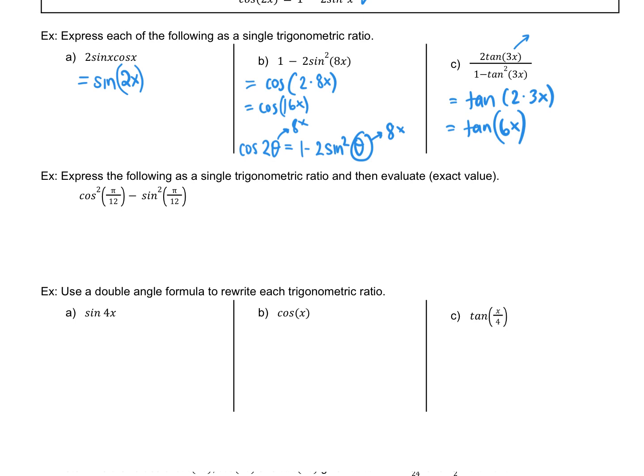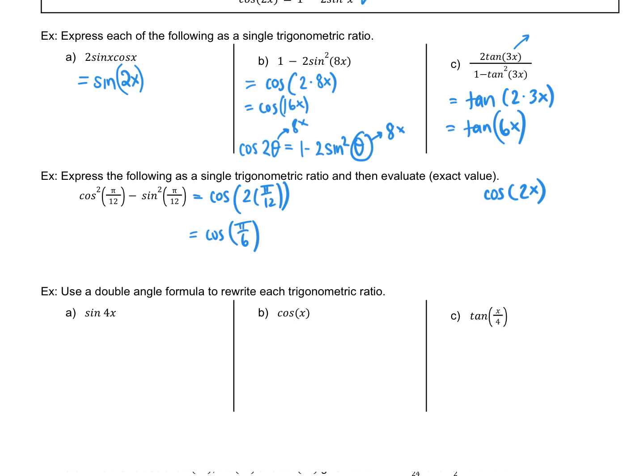However, when I see this cos squared of an angle minus sine squared of an angle, it reminds me of the double angle formula for cos. But instead of x, it's pi over 12. So this is equivalent to cos of 2 times pi over 12. And if I clean up that angle, this would be 2 pi over 12, which reduces to pi over 6.